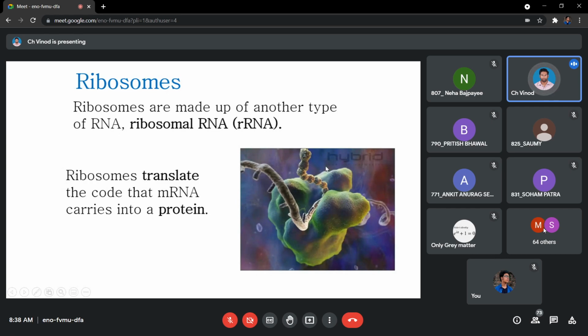If you look at the cellular RNA, the majority of the RNA is available in these structures. More than 80% of the RNA is in these structures. What are these structures called? Ribosomes. So the RNA available in the ribosome is called ribosomal RNA, shortly abbreviated as rRNA.